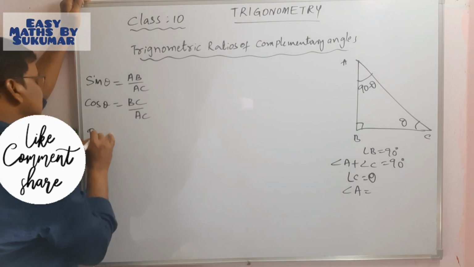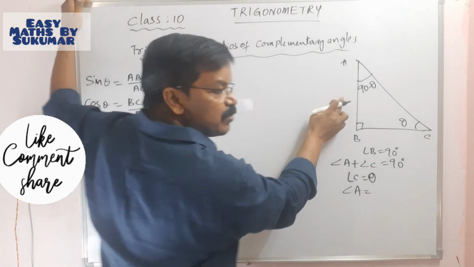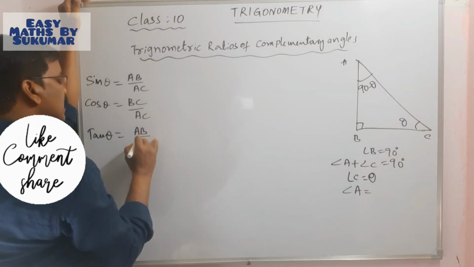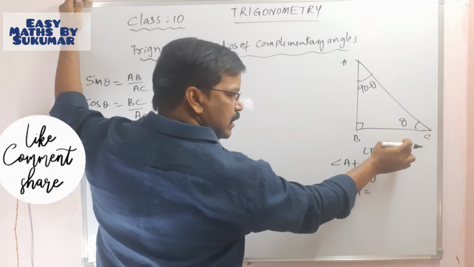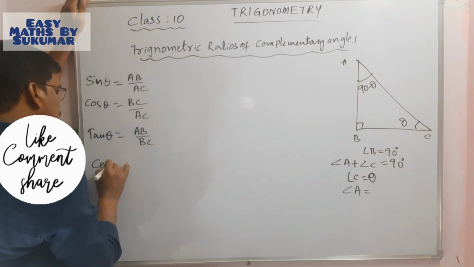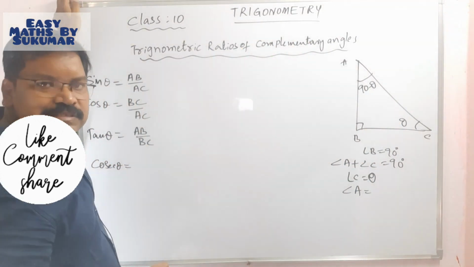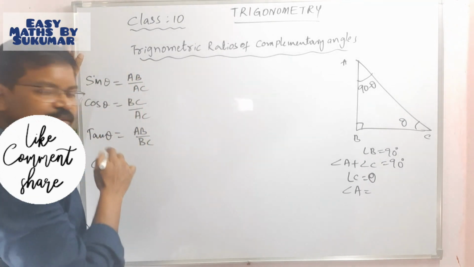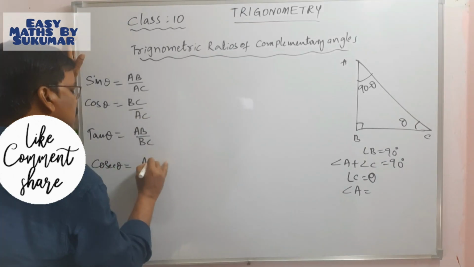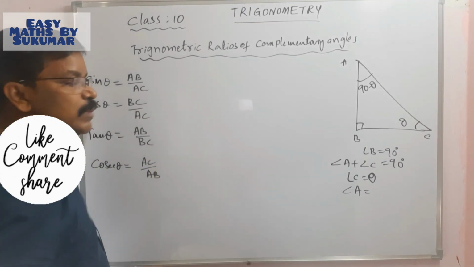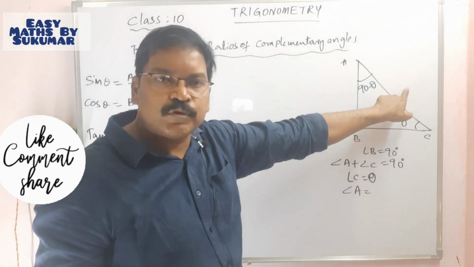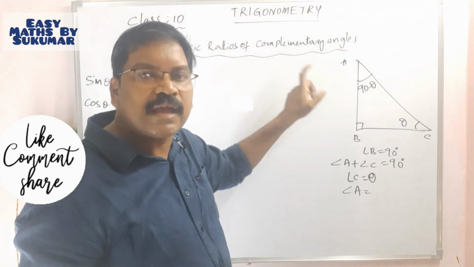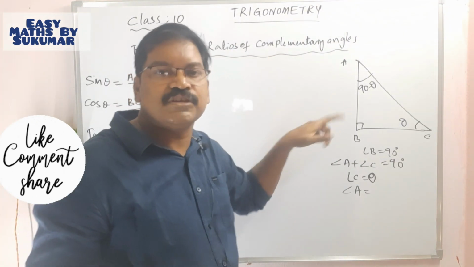What about tan theta? Tan theta means opposite side by adjacent side, that is equal to AB by BC. Similarly, cosecant theta is the reciprocal of sine. Cosecant theta means AC by AB, that is hypotenuse by opposite side, where AB is the side opposite to angle theta, and theta is an acute angle.